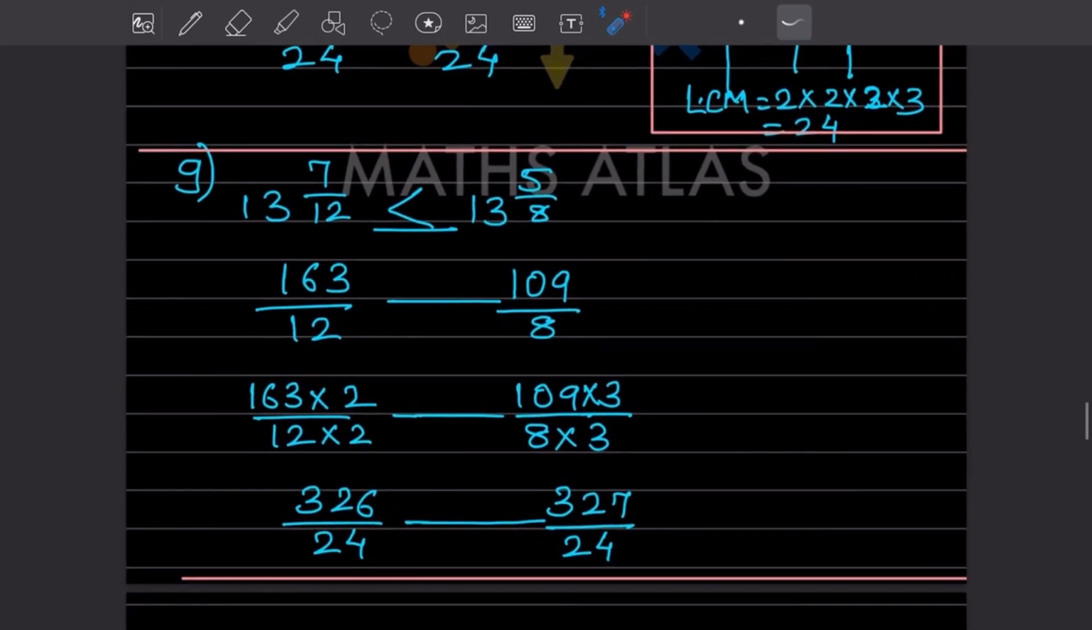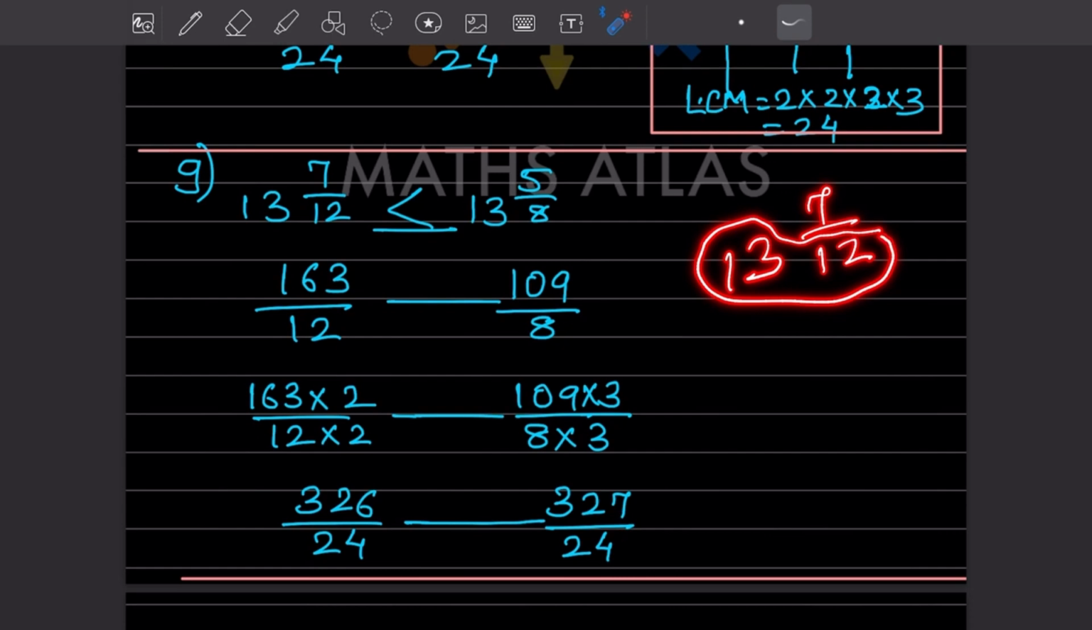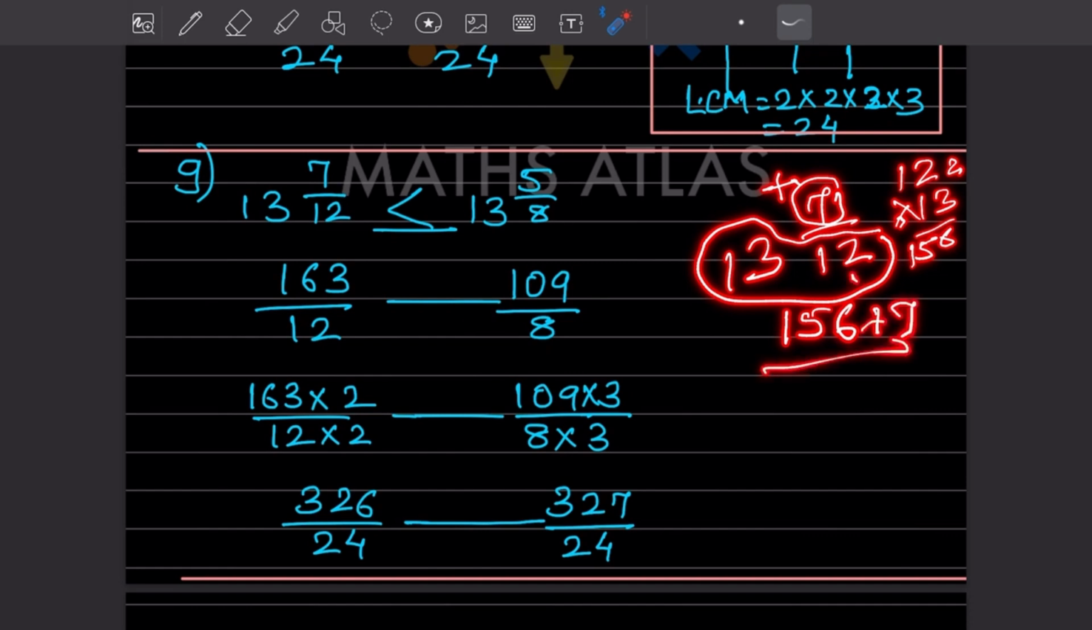Okay, now this one, just look at this problem. Now this is a mixed fraction. You know the mixed fraction, there should be a whole number and then the fraction. So now what are you going to do? 13 integer 7 by 12. So when you multiply this into this one, what do you get here? Now see here, 12 times 13. So 12 times 13, 13 twos are 26, and this is going to be 156. Okay, so this is going to be 156. And what are you going to do? You are going to add this numerator to 156.